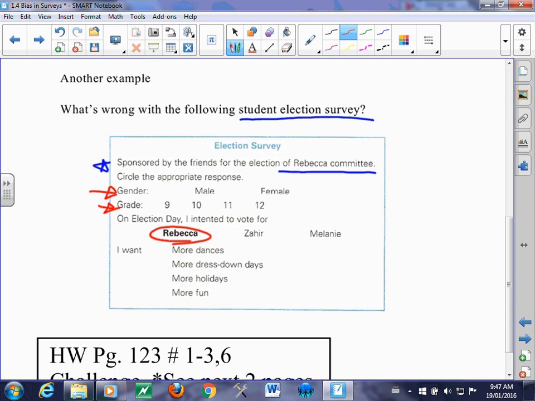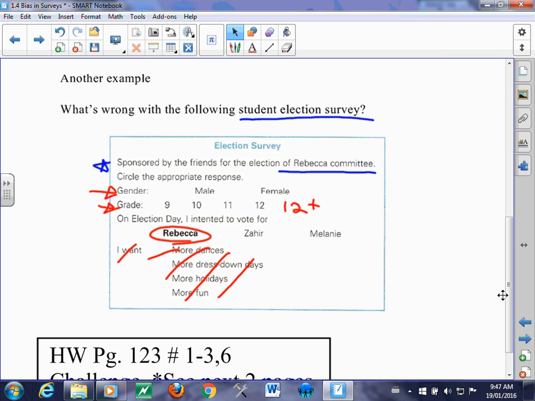And what else you're missing is 12 plus. You might have that, okay? And I want more dances, more dress down days, okay? So that is not necessary in here. That should have been not bolded. It probably should have been in alphabetical order.